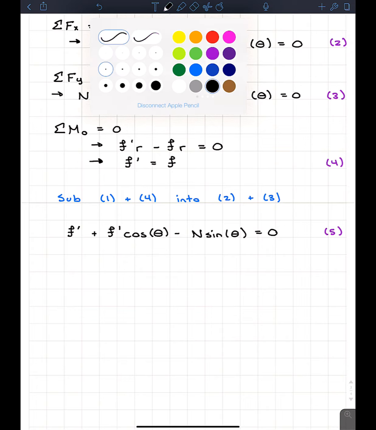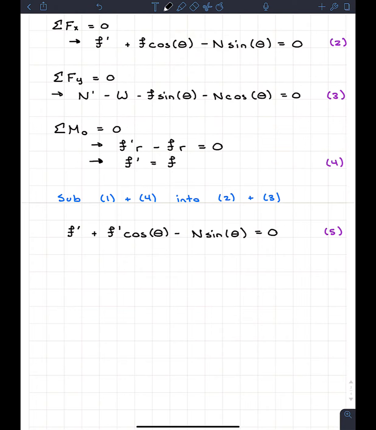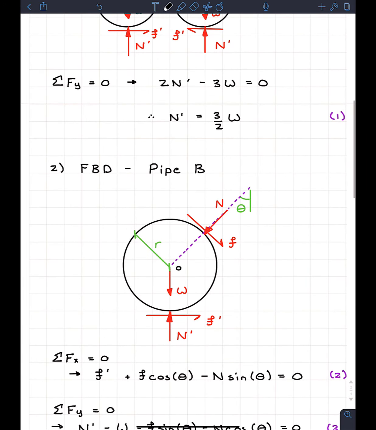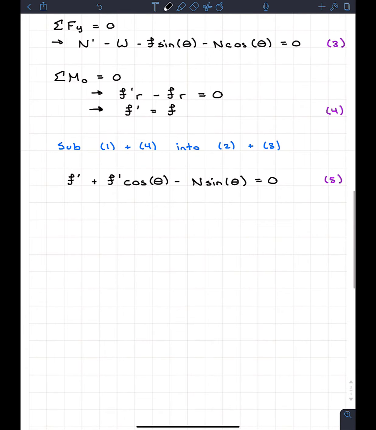And I'm going to do the same thing to equation 3. So we had n prime, but if we look up here, we know n prime is actually 3 over 2 times w. So I'm going to have 3 over 2 times w. And kind of moving forward after that, we got minus w minus f. So minus, and we're going to switch the f to f prime times sine of theta minus n times cosine of theta.